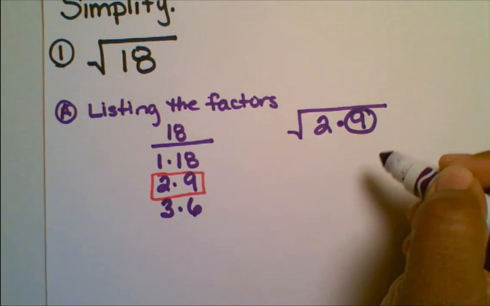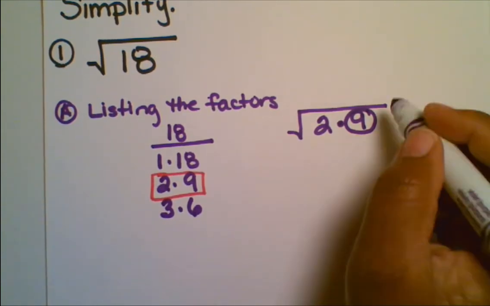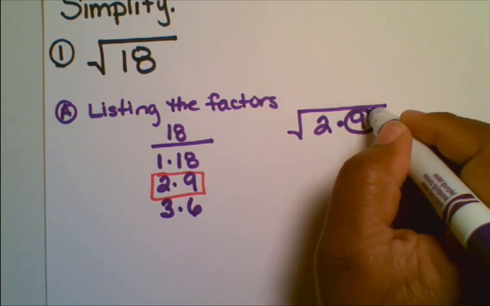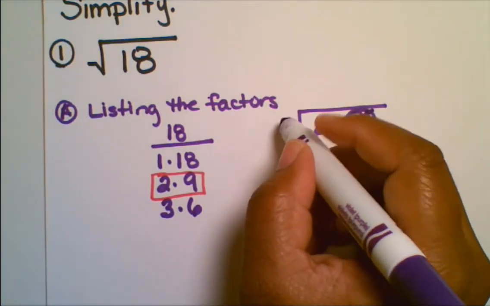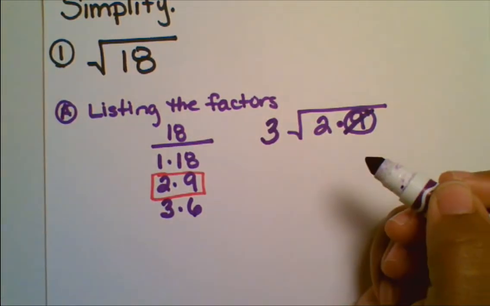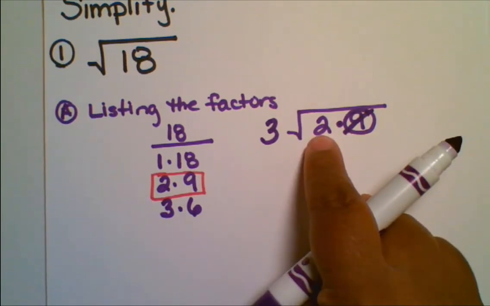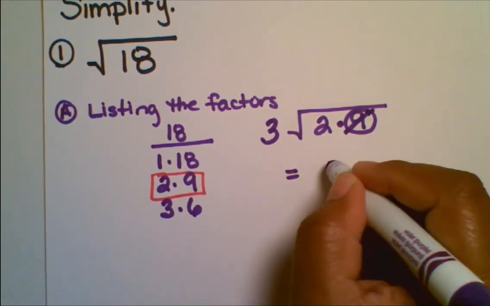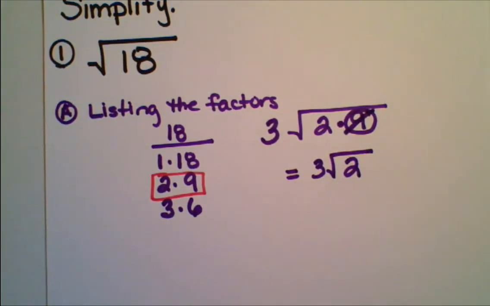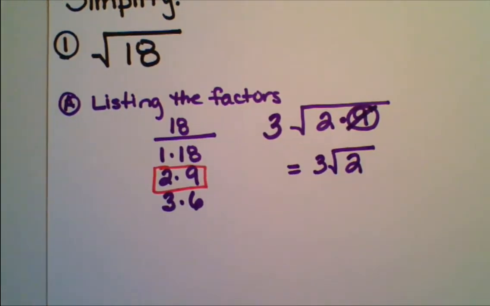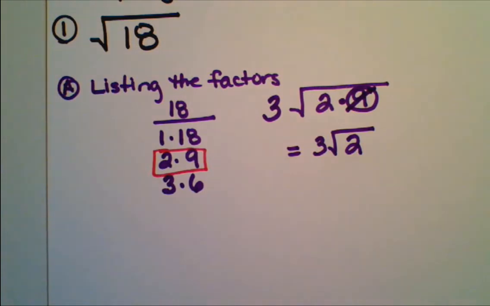Now we take the square root of 9, which is 3, and we bring it on the outside of the radical. The 2 will stay under the radical sign because 2 is not a perfect square number. So our solution is 3 square root of 2. So this is one method, listing the factors.